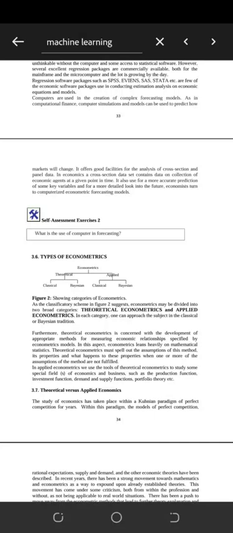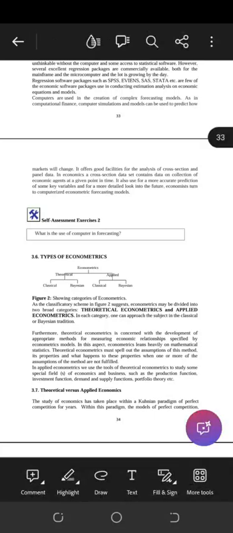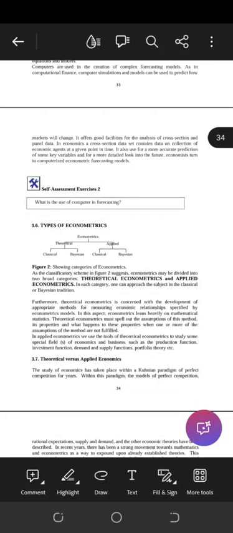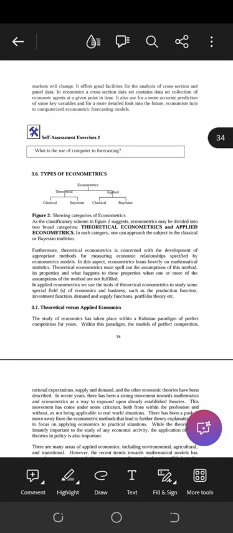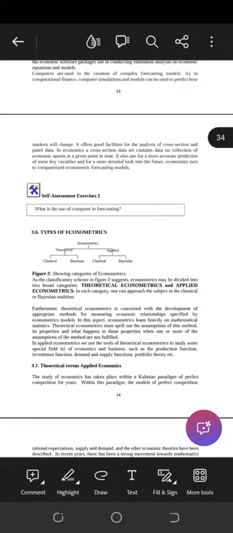So computers are used in the creation of complex forecasting models, as in computational finance, where computer simulations and models can be used to predict how markets will change. All those who do stock market and finance things use computers. All the machine learning: if you start watching YouTube or Facebook, the thing will recommend things for you. They tell you to come and buy. If you say where you are, you will soon see restaurants and food recommended to you.